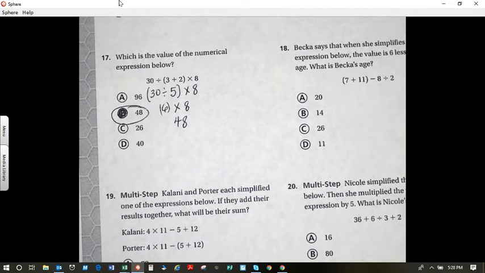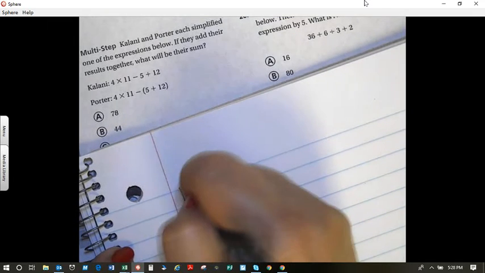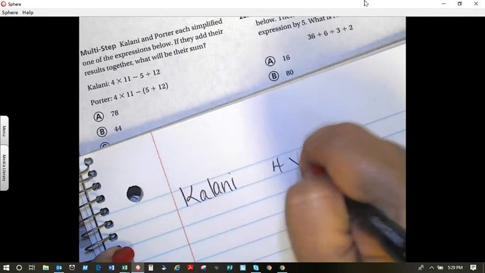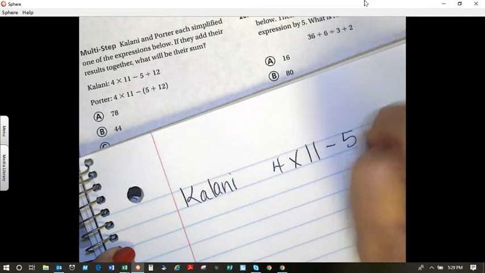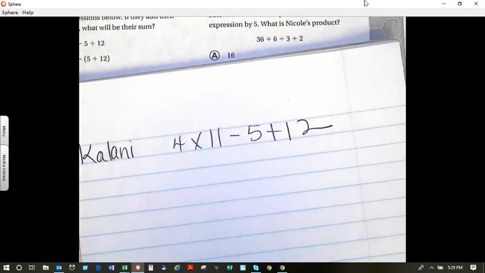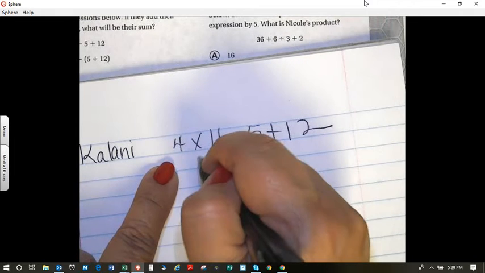Okay, so I'm going to take Kalani and Porter's numbers. So I'm going to place them on a separate sheet of paper. So Kalani had 4 times 11 minus 5 plus 12. All right, let's do Kalani's first. I don't have any groupings, so the next one, do I have any multiplication or division? I do. Do you see it? Right here. So 4 times 11 is 44.